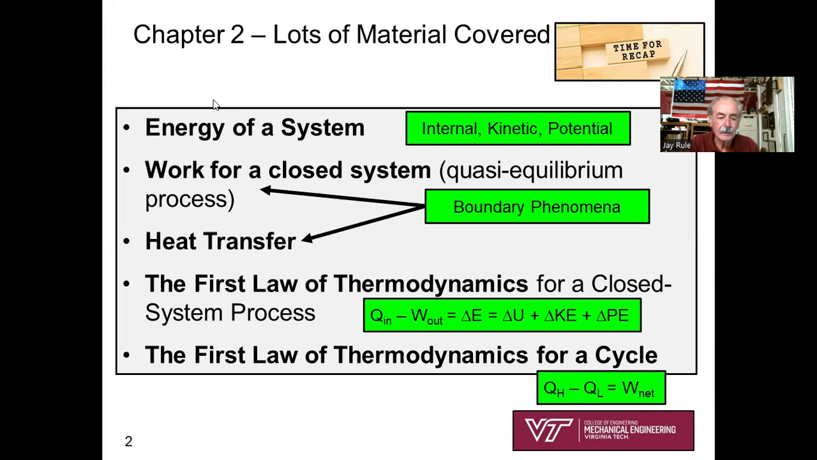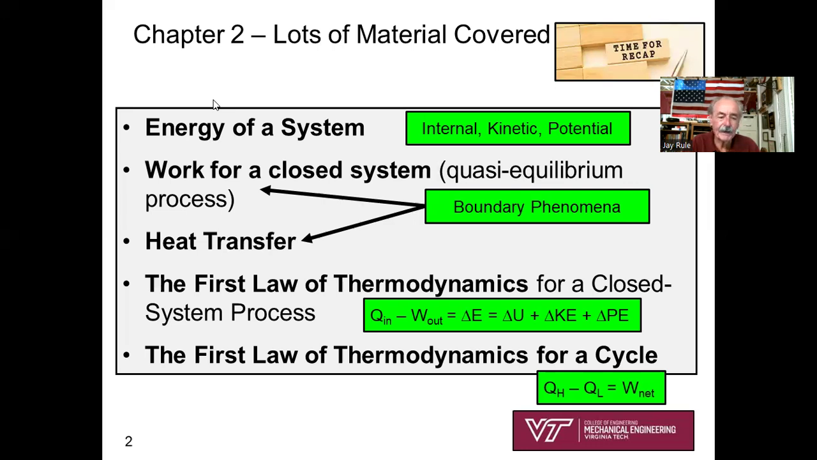Let's see, heat transfer. We talked about heat transfer, and the way you can detect heat transfer is that heat transfer only occurs between two systems that are in what they call thermal communication, and also the two systems are at different temperatures, where one of those systems is hotter than the other.